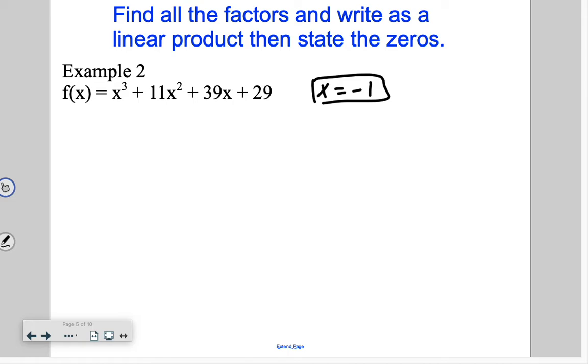The one thing I'll give you a heads up on as a recommendation, a lot of times when you get to a test or an assessment or something along those lines, you're a little bit pressed for time. Which way would be quicker? Synthetic. Which is why we kind of showed you both. Synthetic division is a quicker method to get to the same end result. So if we take -1, let's do it with synthetic.